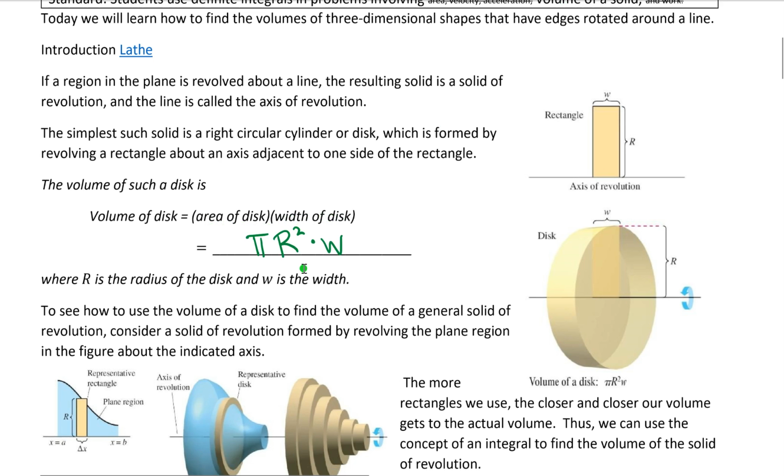I couldn't get my pen to work, but now it works, so I just wrote the answer. The area of the disk is just pi r squared, the area of the circle, and then times the width. So that's the volume, where r is the radius of the disk and w is the width.